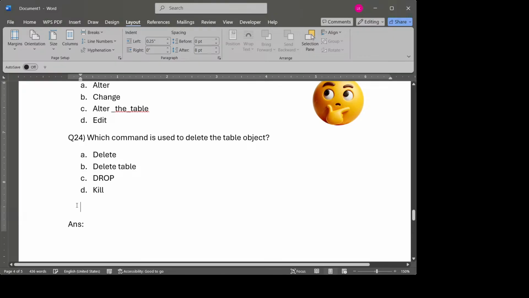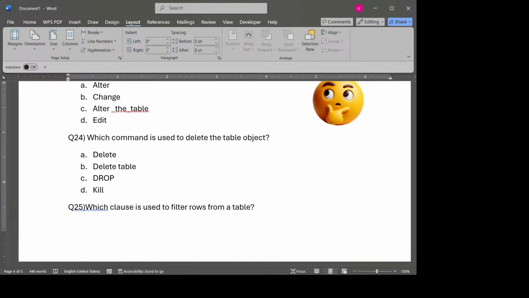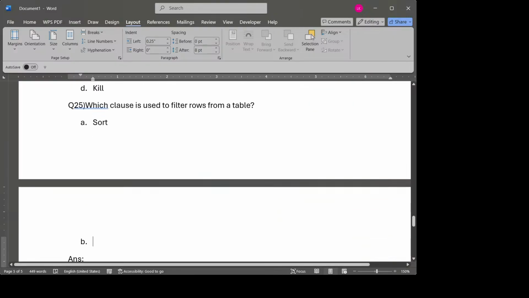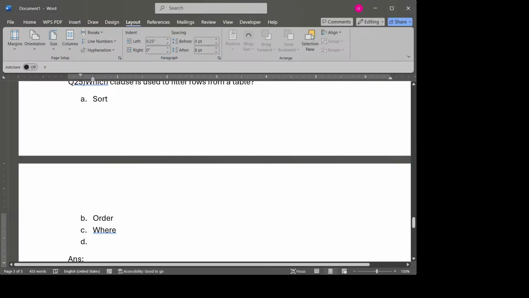Next, we are going to talk about one more question there. 25. Okay, 25 is here. Which clause is used to filter rows from a table? So options are here: first is sort, next is order, next is where, next is group.